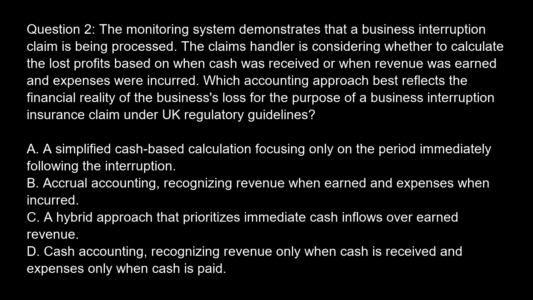Option A. A simplified cash-based calculation focusing only on the period immediately following the interruption. Option B. Accrual accounting, recognizing revenue when earned and expenses when incurred. Option C. A hybrid approach that prioritizes immediate cash inflows over earned revenue. Option D. Cash accounting, recognizing revenue only when cash is received and expenses only when cash is paid.